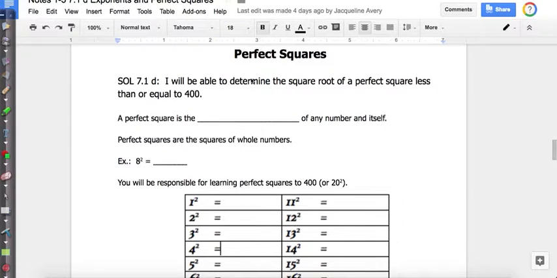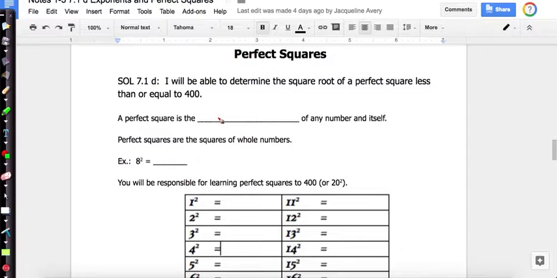In this lesson, you're going to be able to determine the square root of a perfect square less than or equal to 400. Last year, you covered up to, I believe, 144. And actually, if you know your basic multiplication facts up to the 12s, then you know your perfect squares up to 144.